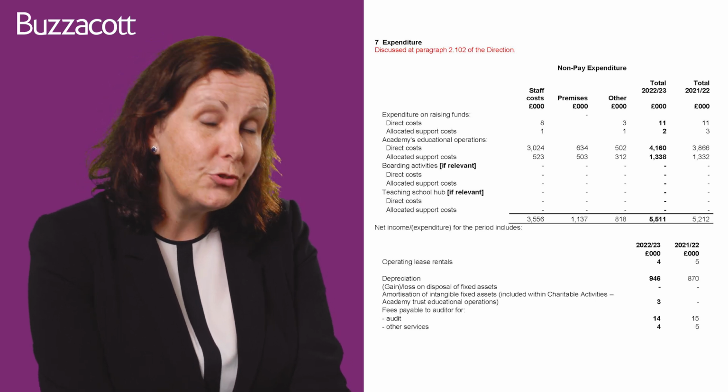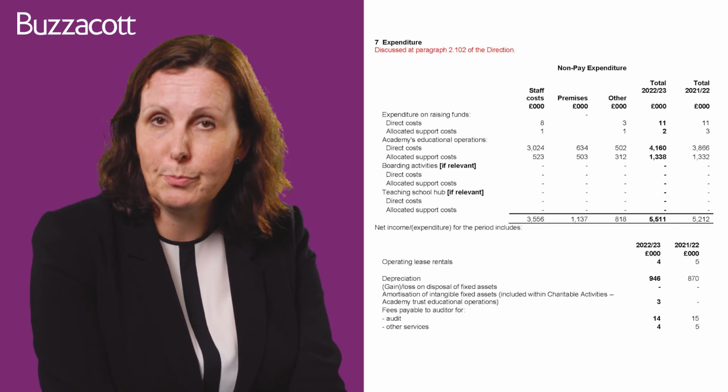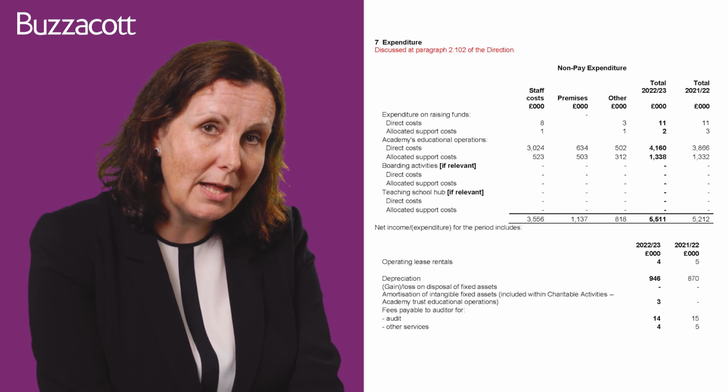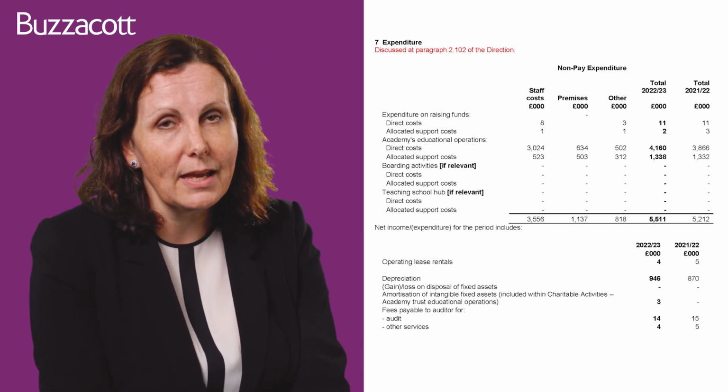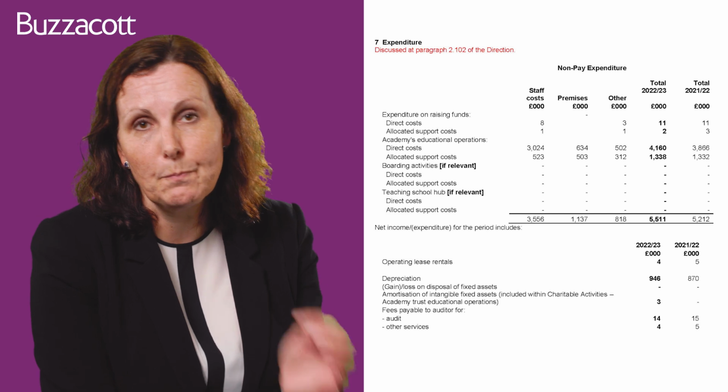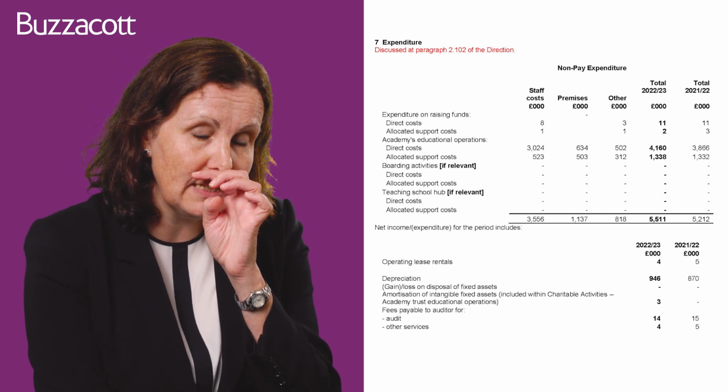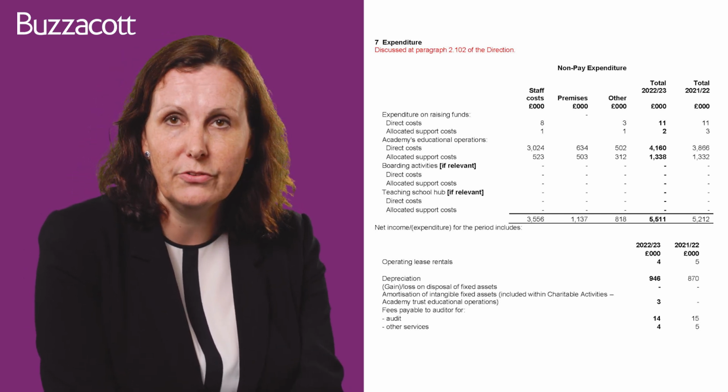So just moving down the expenditure note, pretty stable year on year in terms of expenditure disclosures for trusts. If you do have a teaching school hub, you should be separating out the costs as well from the core academy activities, and also boarding activity costs as well if it is relevant for your trust.